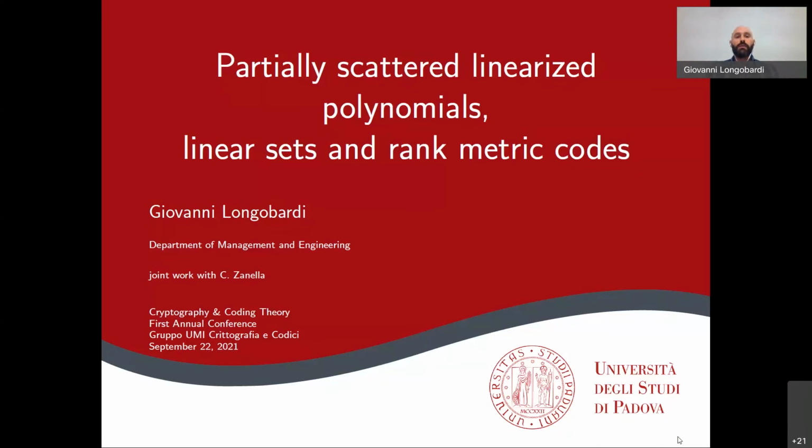Today, we will deal with a particular class of polynomials, partially scattered linearized polynomials, and their connection with some geometrical objects, linear sets, and some objects of coding theory, rank metric codes. This is a paper already published with Corrado Zanella.